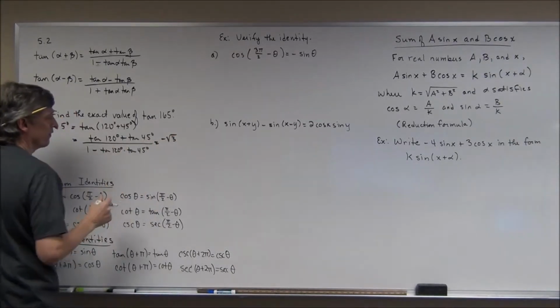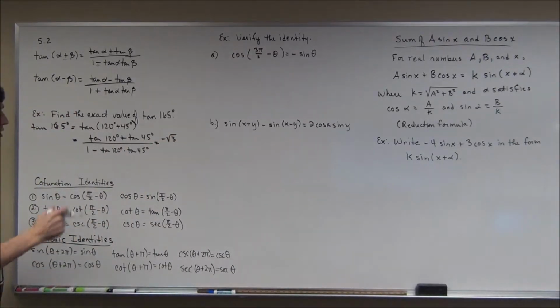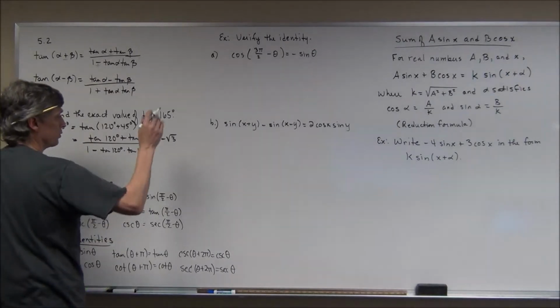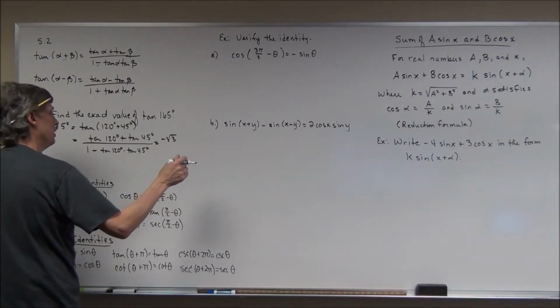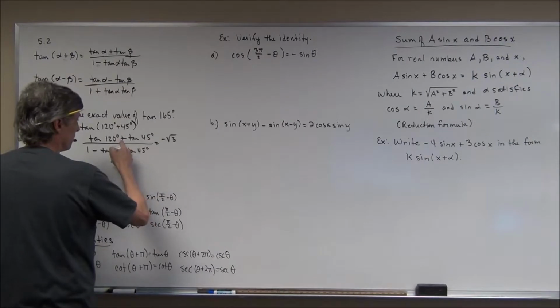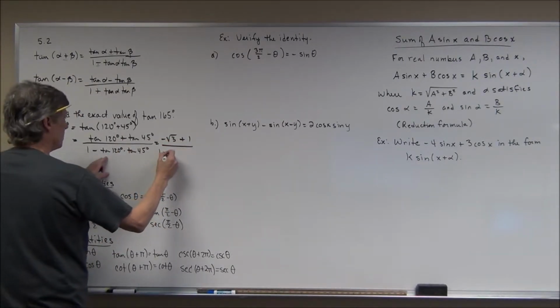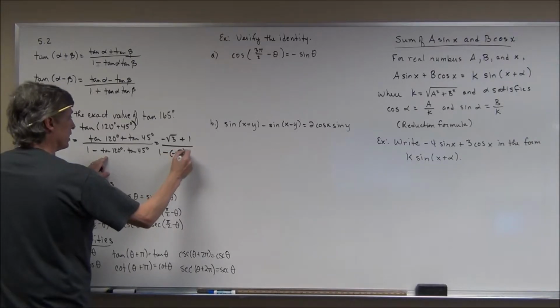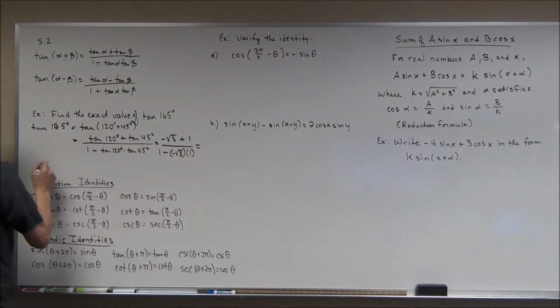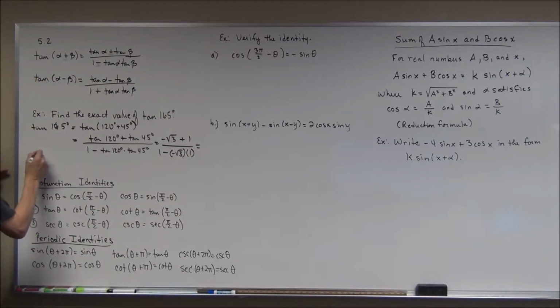The tangent of 45 degrees, first quadrant, positive, is the sine of 45 over the cosine of 45, square root of 2 over 2 over square root of 2 over 2. That's 1, so this will be plus 1. All over 1 minus negative square root of 3 times 1. So we get negative square root of 3 plus 1, all over 1 plus the square root of 3.